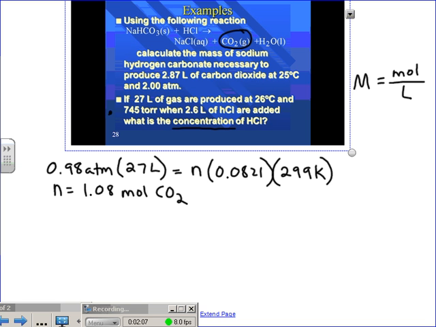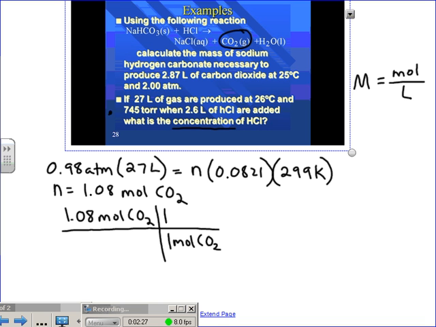We need to take our moles of CO2 and convert it to moles of HCl using our balanced chemical equation. Well, if you refer to the balanced chemical equation, they react in a 1-to-1 ratio. So if I have 1.08 moles of CO2, according to my balanced equation, 1 mole of CO2 is equivalent to 1 mole of HCl. Both have a coefficient of 1. So therefore, if I have 1.08 moles of CO2, I also have 1.08 moles of HCl.